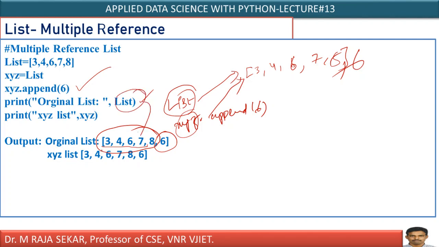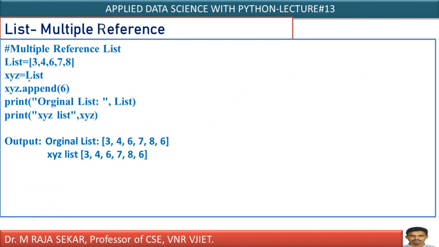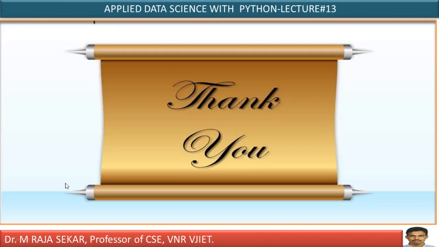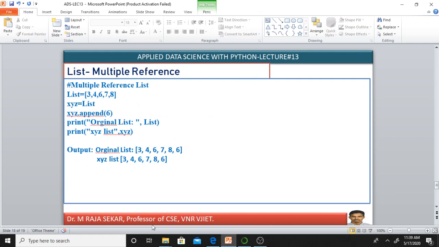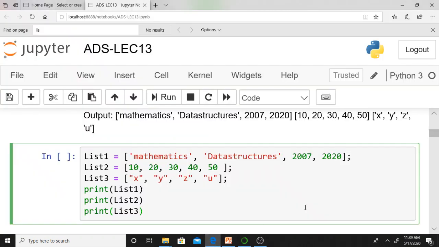If you observe both, it will be updated in XYZ as well as in list. If you display list, if you display XYZ, this 6 will be appended in both. Why? Because they are referring to multiple references. That's what it says. Multiple references means that the same list is referred by XYZ as well as list, isn't it? Now, we will try to understand all these things with the help of our Python notebook.